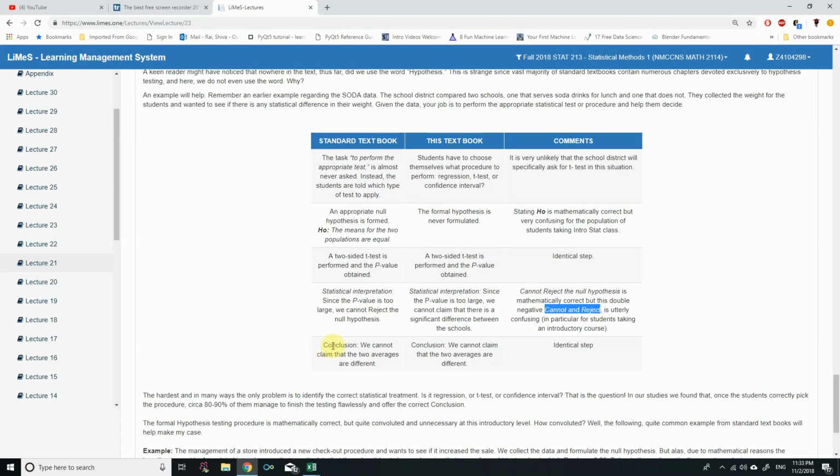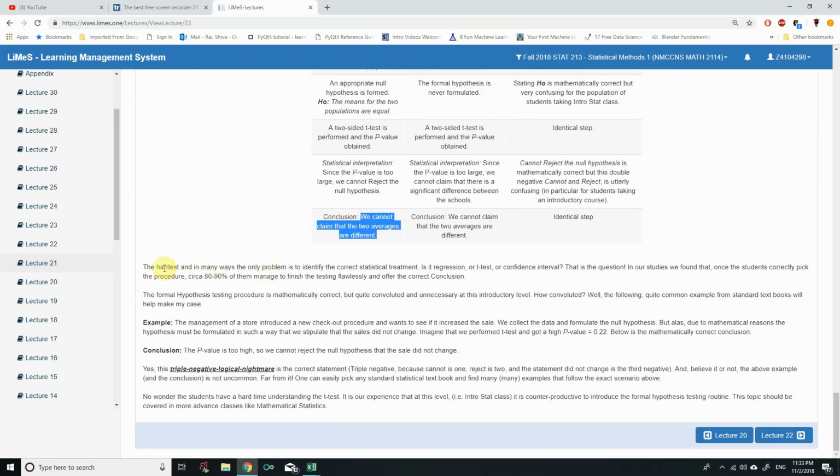And conclusion, we concluded that we cannot claim that the two averages are different. Okay, but in the standard textbook they write we cannot claim that the two averages are different. So the conclusion we got is the same in both cases. Okay, so the hardest and in many ways the only problem is to identify the correct statistical treatment. In this case it was the t-test.